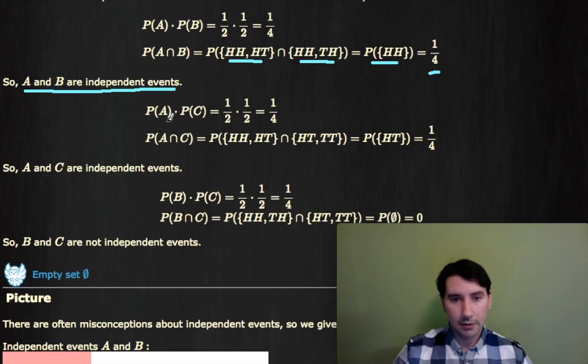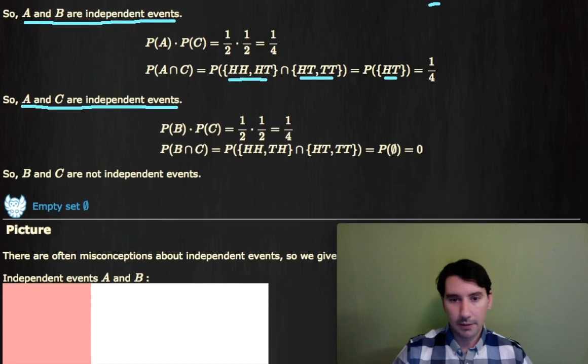Similarly, you can show that A and C are independent events. So the product of their probabilities is 1/4, and if you intersect {heads heads, heads tails} with {heads tails, tails tails}, you get only heads tails, to get the first flip to be a heads and the second flip to be a tails, which has probability 1/4. So A and C are also independent events.